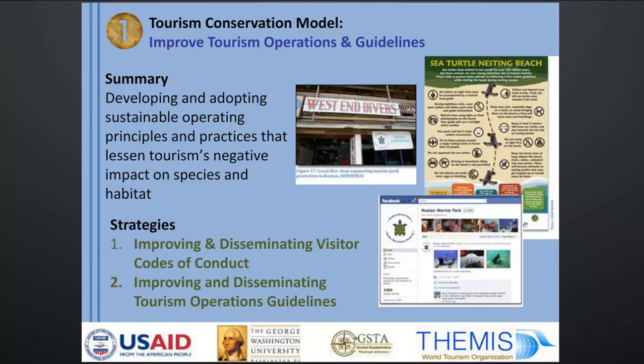So the strategies within this are 2. The first is improving and disseminating visitor codes of conduct. So within this strategy, we talk about things like using signage to communicate codes of conduct, the importance of having codes of conduct in the first place, utilizing other mediums to communicate codes of conduct to visitors, through things like guides and other forms of interpretation.